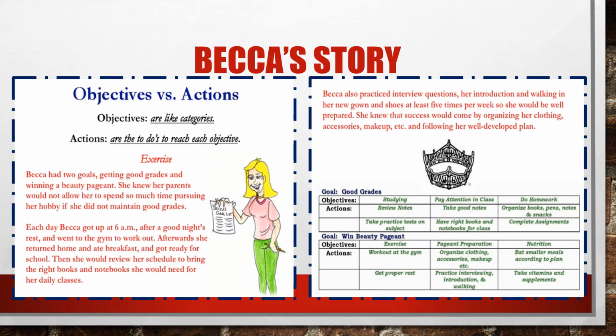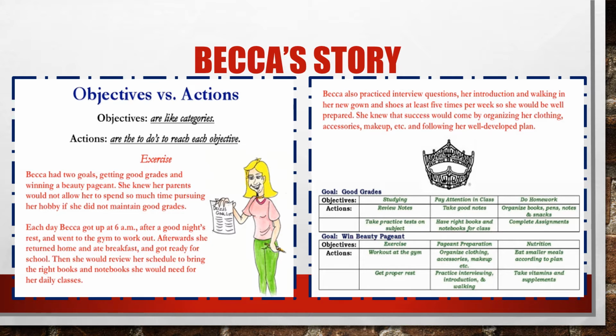And there's another story here. It's Becca's story that I want to go over. And first, before we go over Becca's story, I want to explain the difference between the objectives and actions. So objectives are like categories of what you need to achieve, and the actions are the to-dos to reach each objective. Does that make sense? So you have your categories, and the actions are the to-do list of how to achieve that category.